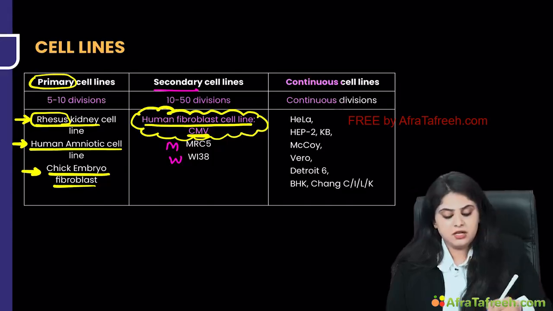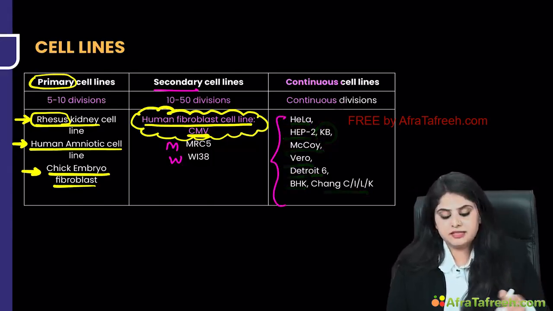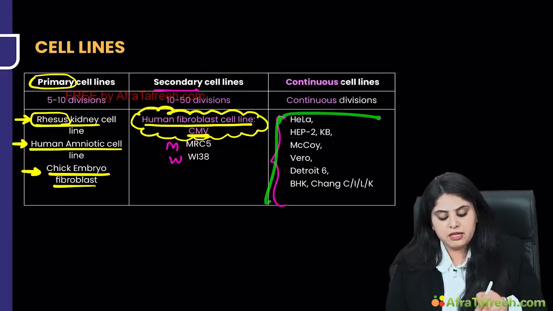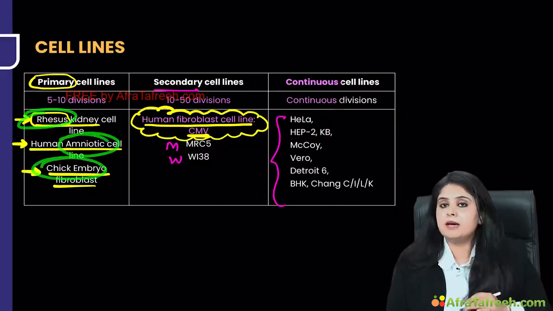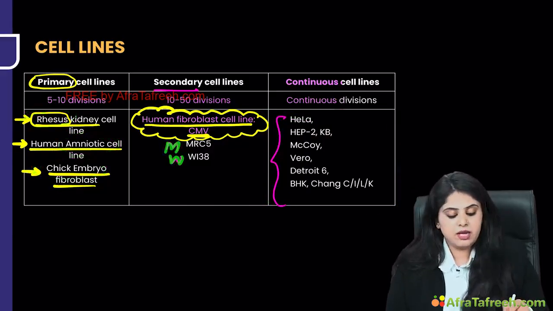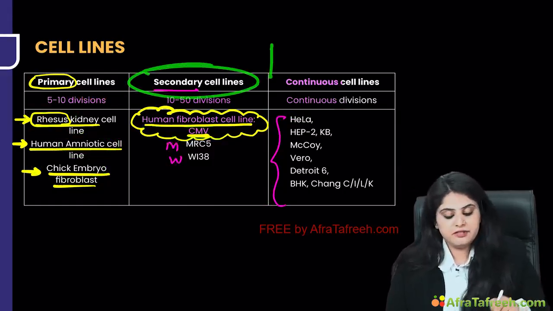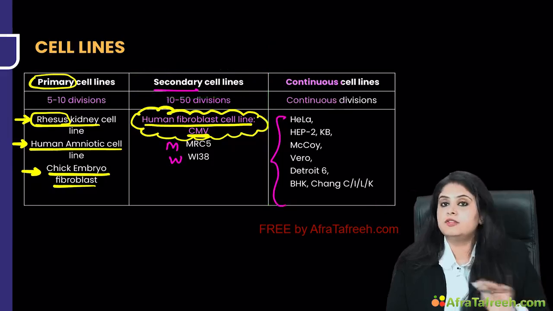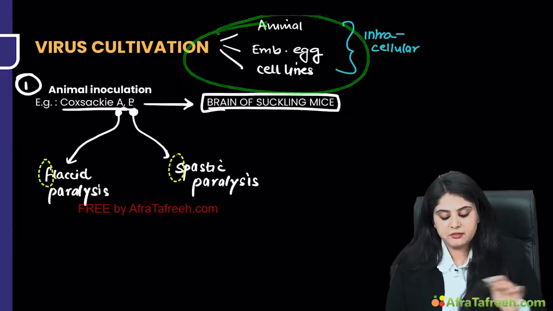And after that, no matter what is written, HeLa, Hep2, KB, McCoy, Vero, Detroit, BHK, Chang, CILK, all of these come under continuous. I don't have to learn that list. Remember the names of the primitive things. M, W and anything related to human fibroblast is secondary and everything else becomes continuous. We are done with the cell lines. These are the three ways by which any kind of virus can be grown.